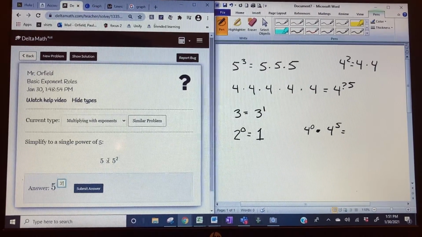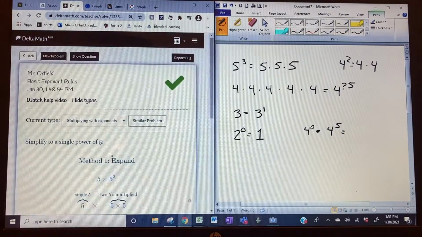Oop, that is not the equal button, or the enter button.